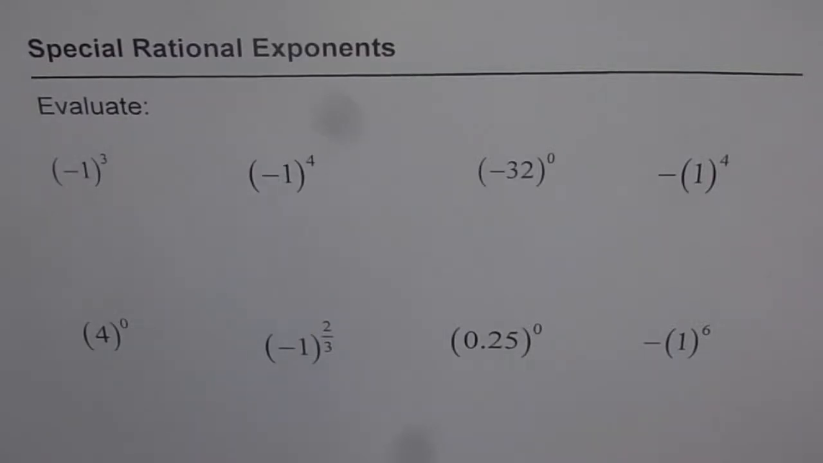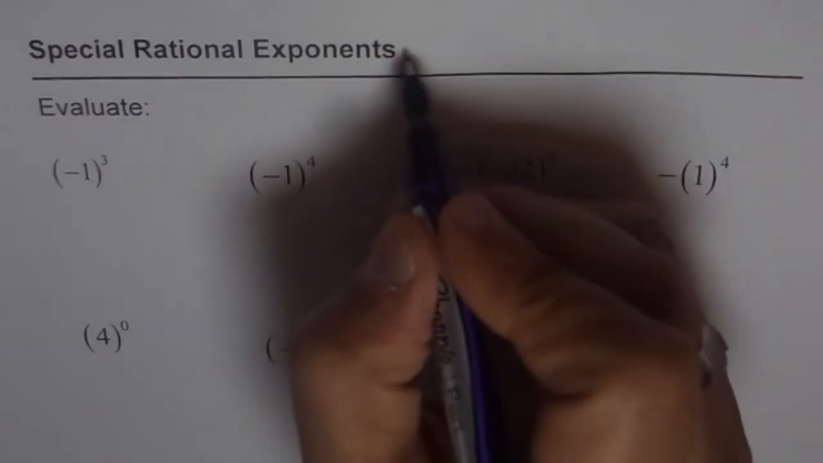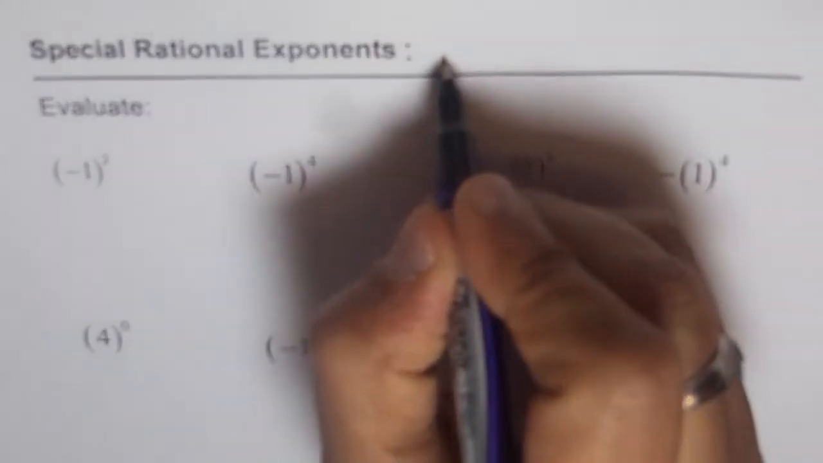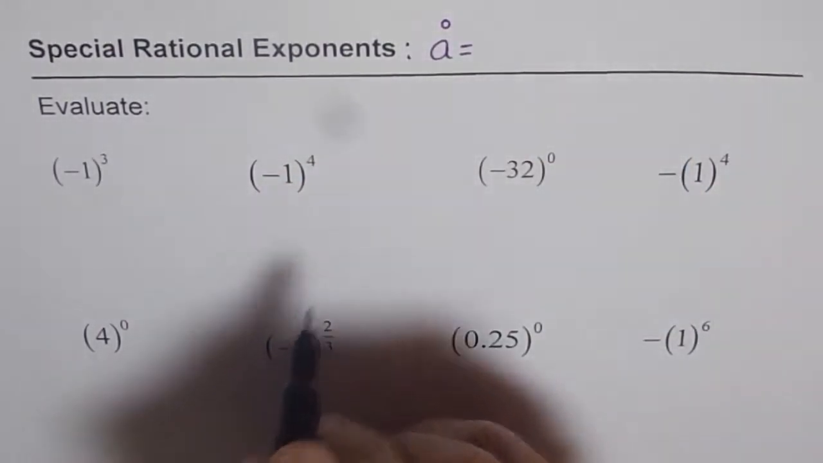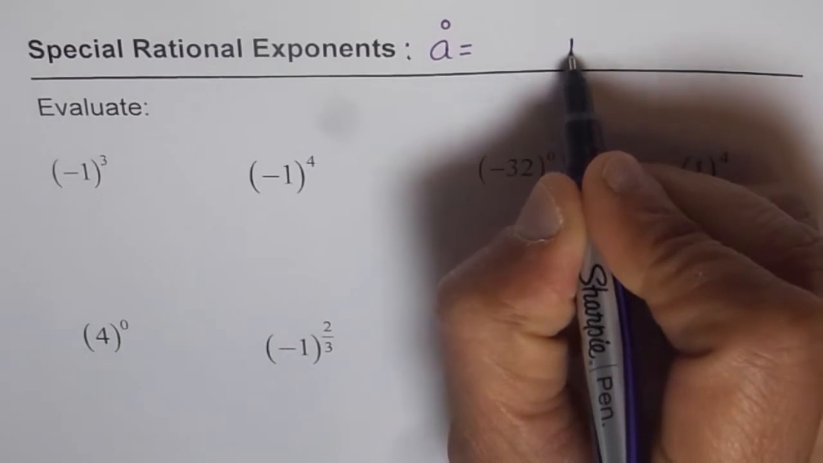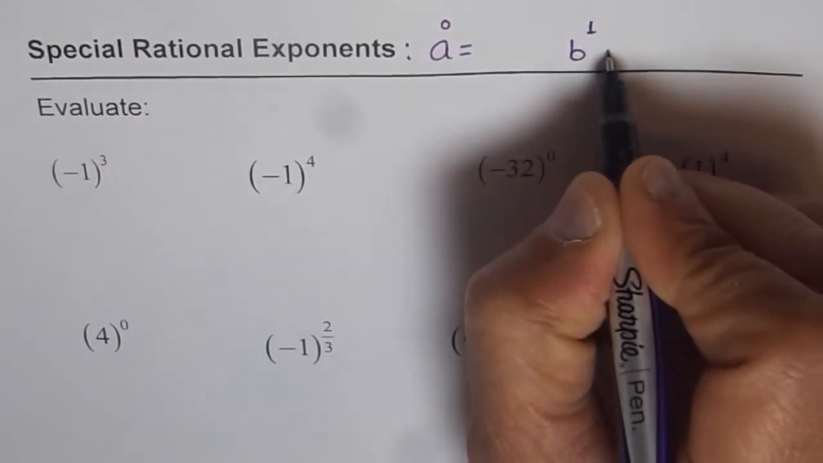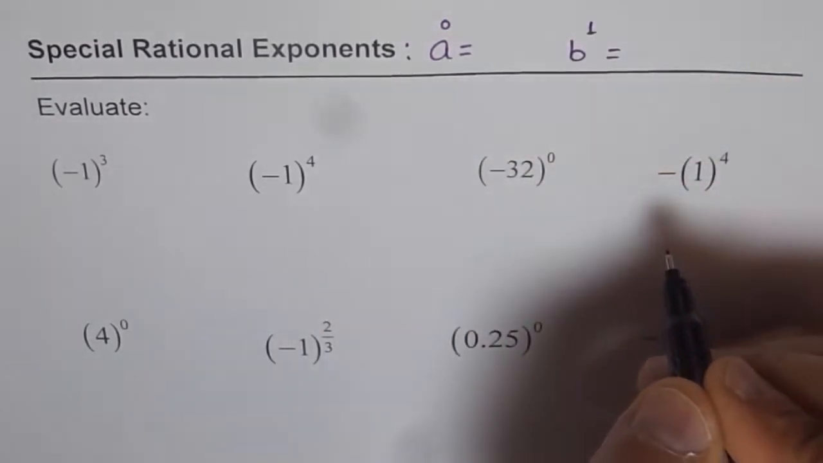In this worksheet, we will see some special rational exponents, right? So we are dealing with three different cases here, and let me write down those three cases. We could have a to the power of 0. What is a to the power of 0 equal to? Write it down. And what is b to the power of 1 equal to? Think about it and write that down.